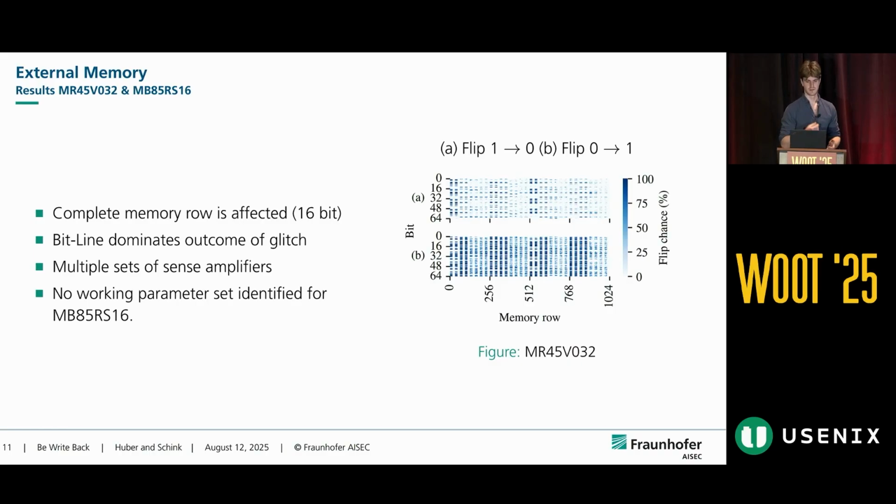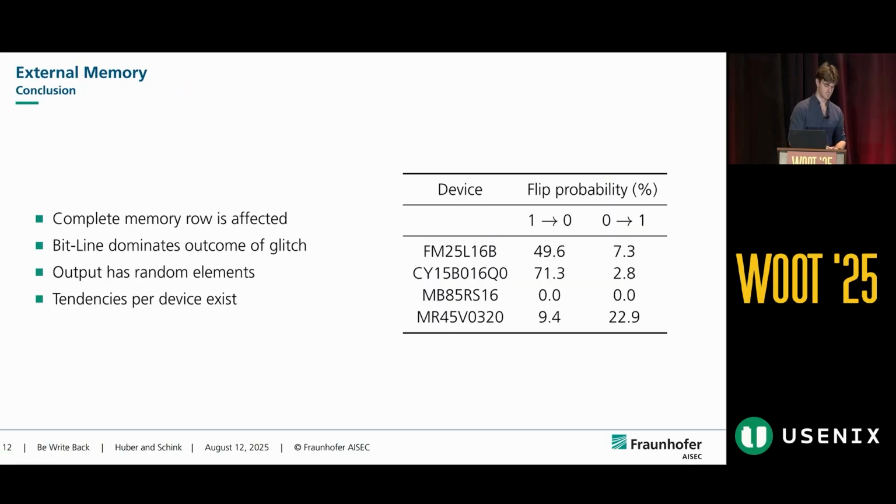Right, and finally for the last chip, the MB85, we were not able to identify any parameters that would corrupt the memory. So to conclude the external memories, even if you target a single byte read, you always affect the complete memory row. So the granularity of your fault attack depends on the physical memory row size of your target. Then the bit line dominates the outcome of your glitch. The output has random elements. However, there are tendencies per device.